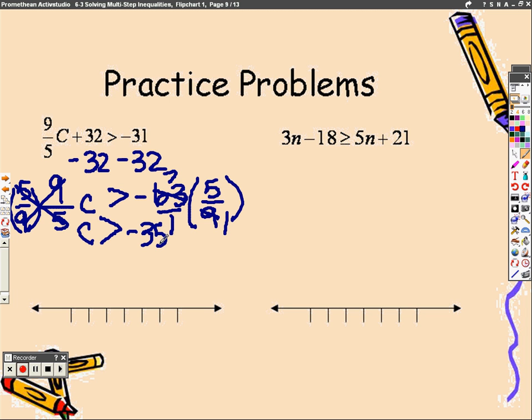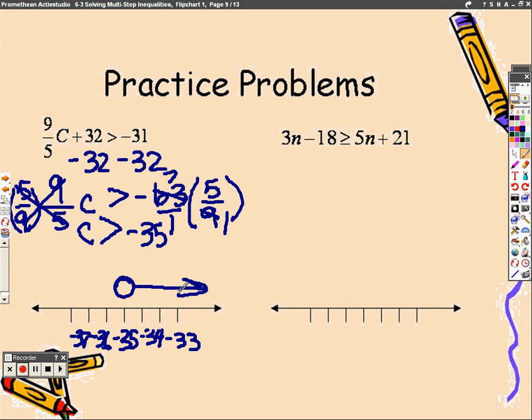And to graph that, we're going to put negative 35 at the middle of our graph. And because it says c is greater than negative 35, we're going to put an open circle over negative 35, since negative 35 is not part of the solution set, and our arrow goes towards the numbers that are greater than negative 35.